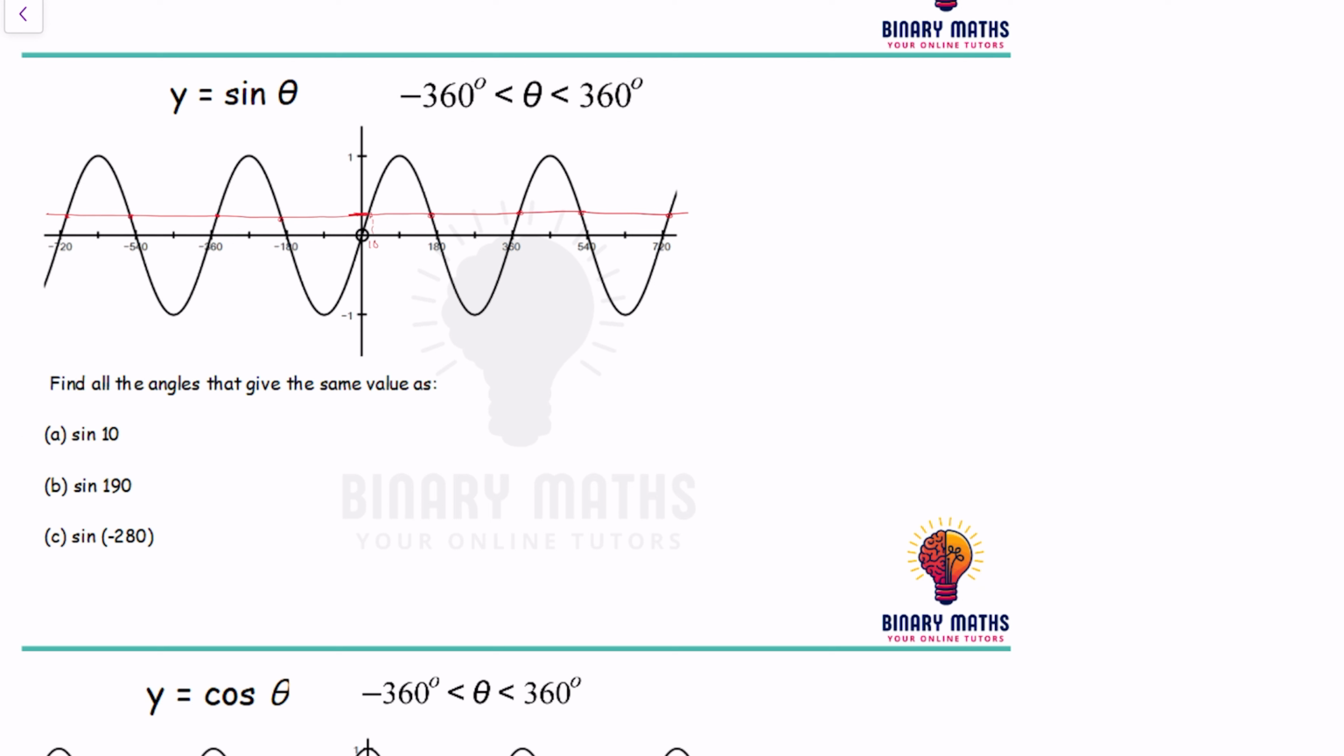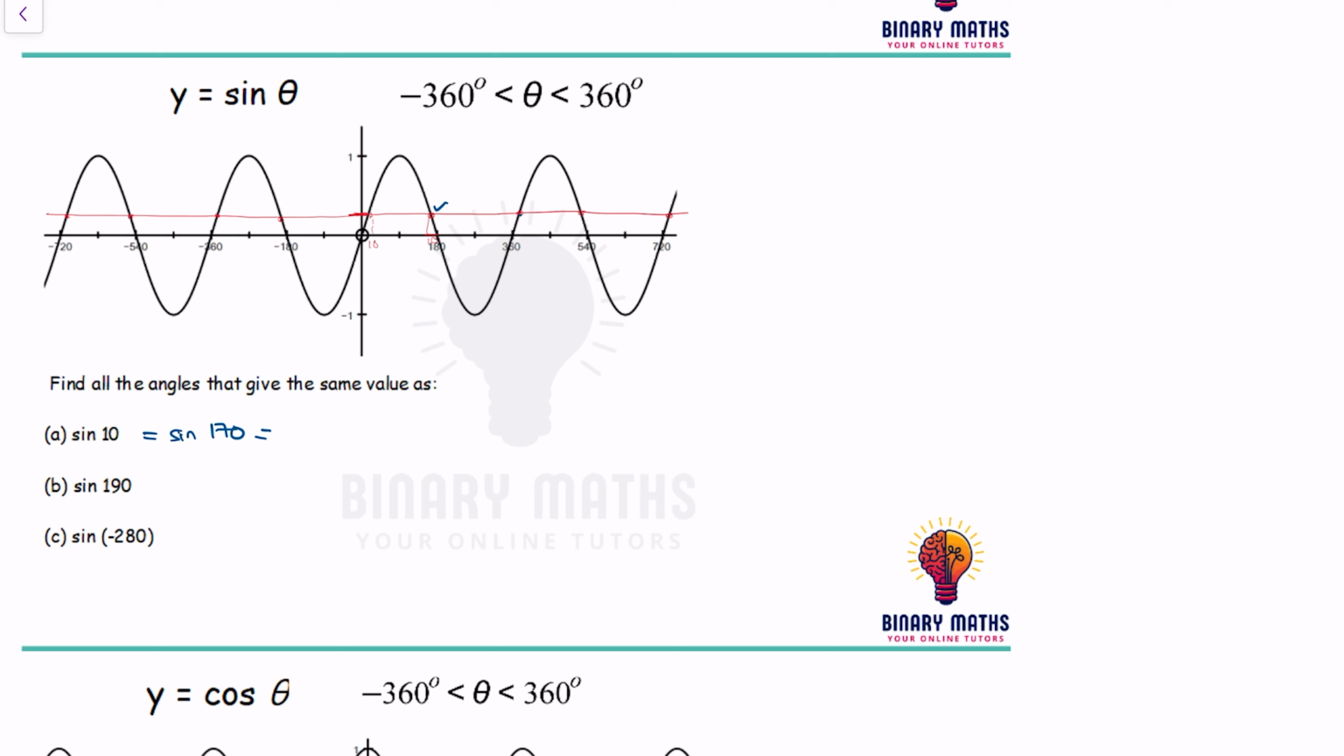Now we're looking for the theta values between minus 360 and 360. Because this is 10, this part will also be 10. So sine 10 is the same thing as sine of 180 take away 10. 180 take away 10 is 170, so it's the same thing as sine of 170 degrees. So that's the first one, because of the symmetries of the sine graph.